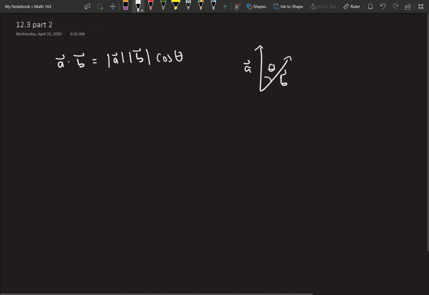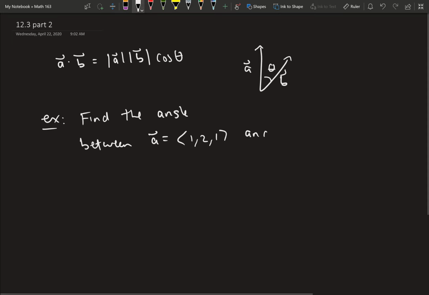So let's actually do an example related to this. We're going to find the angle between the vectors 1, 2, 1 and 0, 1, -1.